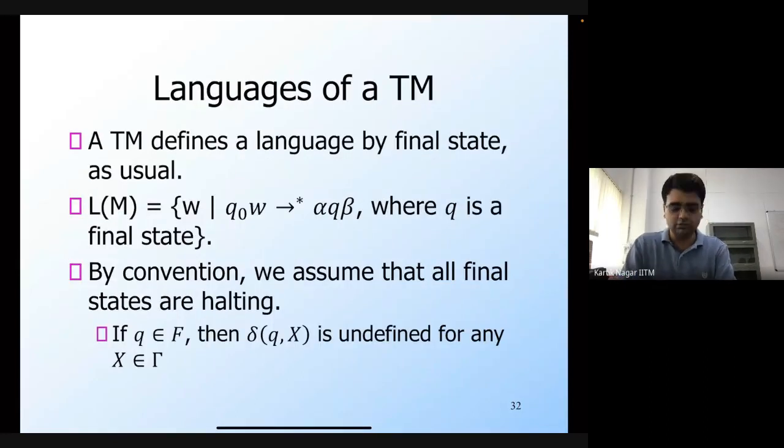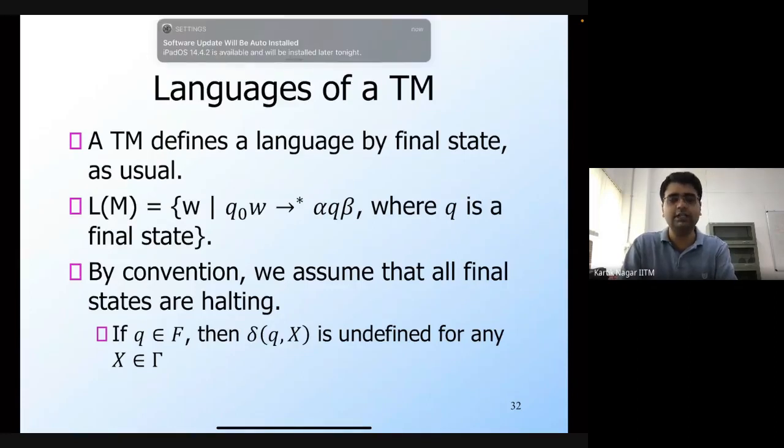Now, based on this acceptance and rejection criterion, I can define the language of the Turing machine. A Turing machine defines a language by its final state. The language of the Turing machine is the set of all strings which are accepted by the Turing machine. Which means that beginning from the initial configuration q0 w, if I can reach a configuration where the state is final, then the string is accepted and it's part of the language. Only those strings are part of the language which take the Turing machine to an accepting state.